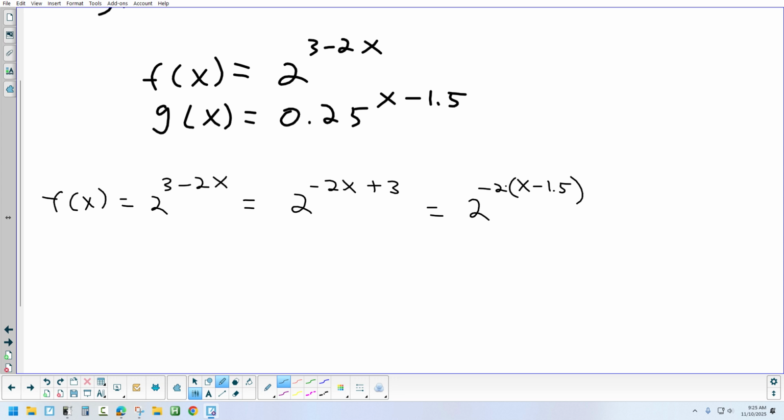Yeah. You put the 2 to the negative 2 in parentheses. Like that? And then you raise it to the power of x minus 1.5. Yeah. Okay. If you're multiplying two things together inside the exponent, that would have come from a power raised to another power. So this came from what's below it.